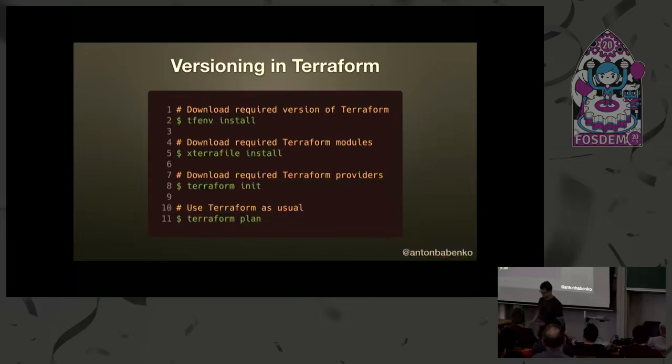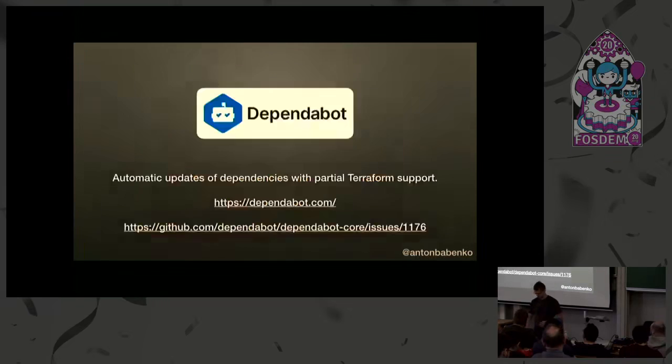And overall, the flow looks like this: we first set up the version for Terraform, then we figure out which versions of providers and modules we need, and then we use terraform init to download providers which satisfy the module requirements which we have. And then we use Terraform as normal: terraform plan, apply, destroy.